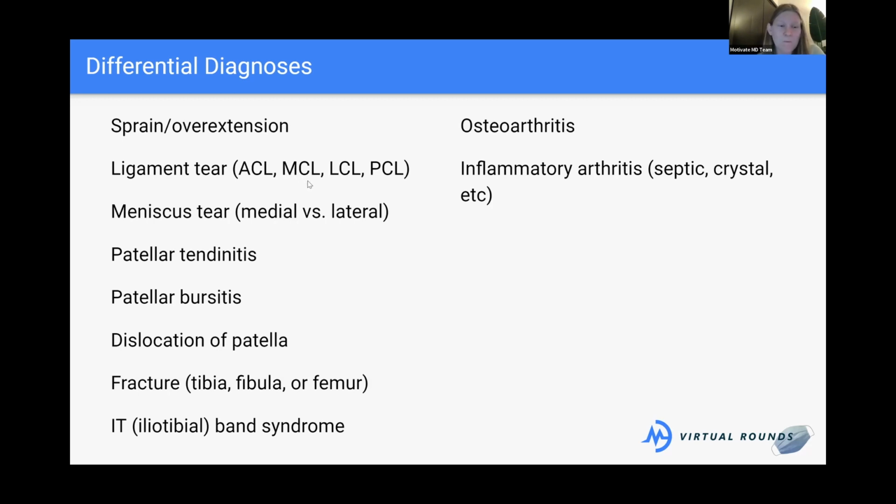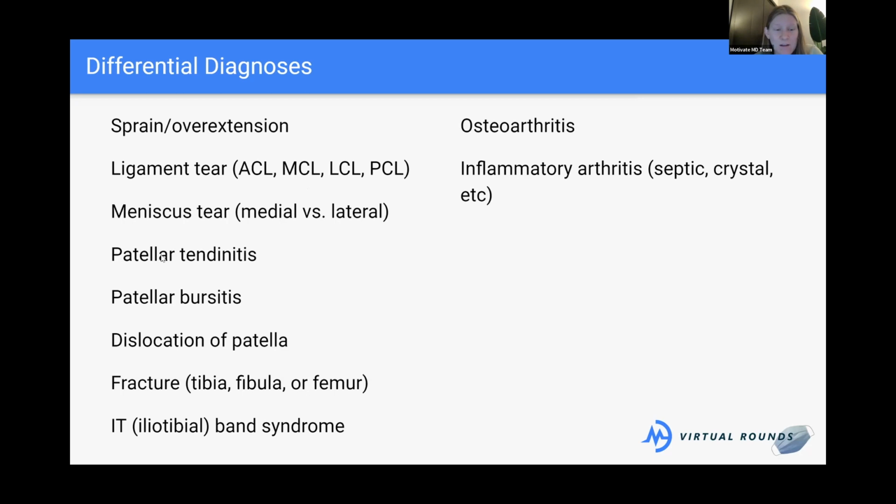Similarly, a meniscus. I don't know if I even knew what a meniscus was before I got into medical school, but you have two different meniscus structures in your knee, the medial and the lateral. So again, we'll go through what the differences are between those two different positions. And then the patella is the kneecap bone.